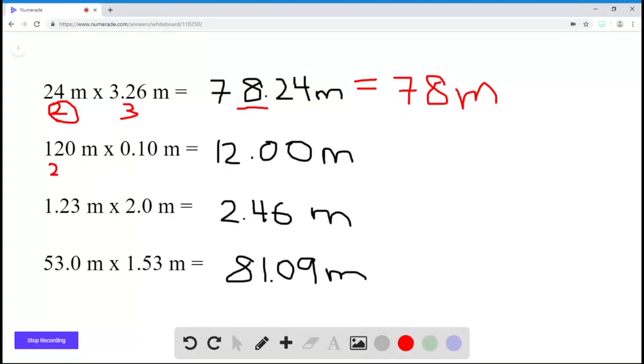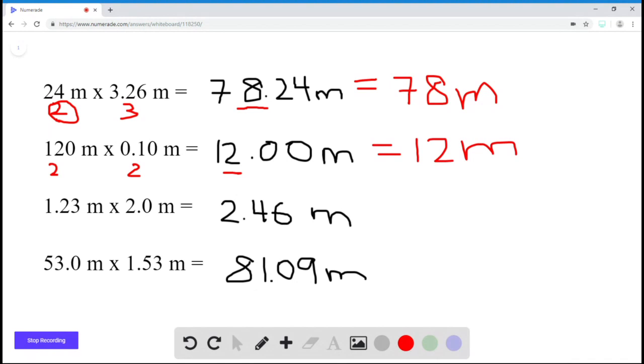If you look back, you have 2 significant figures and you have 2 significant figures, so you have to round your answer to 2 significant figures. Everything after this 2 is a 0, so this just becomes 12 meters.